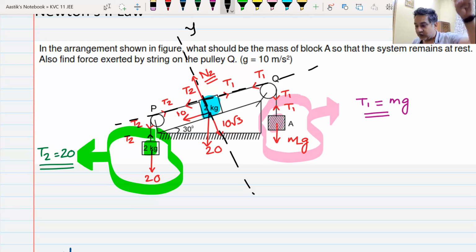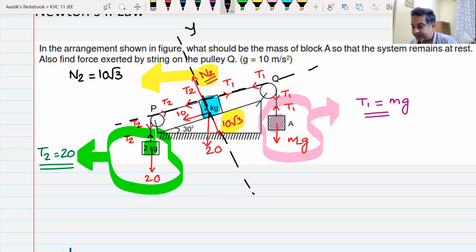Okay. Now we can look at the y axis. For the y axis, we have n2 here and 10 root 3 here. So the equation for the y axis for this block will be n2 equals 10 root 3. No one is asking you this equation right now, so let us forget it.